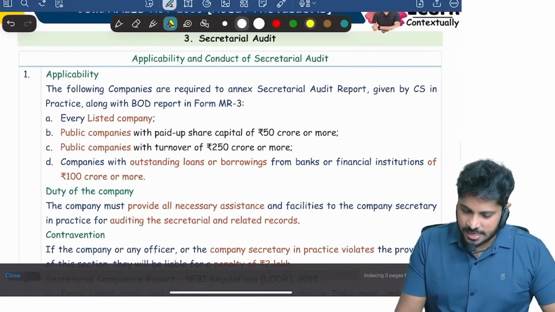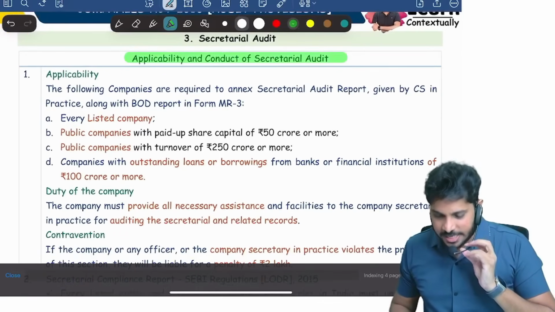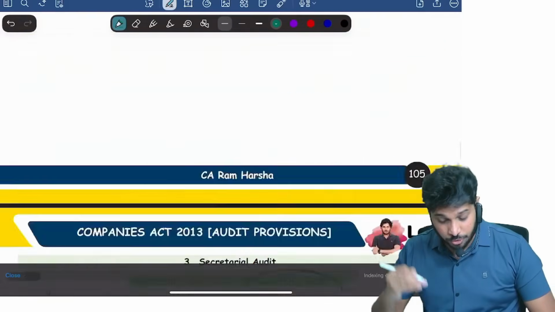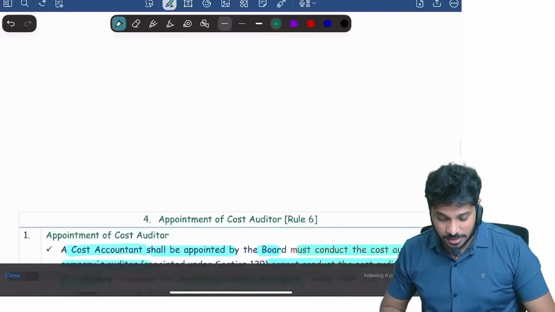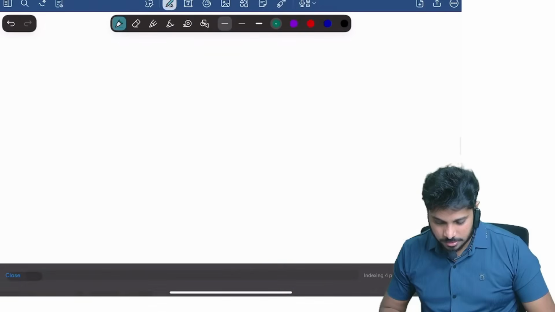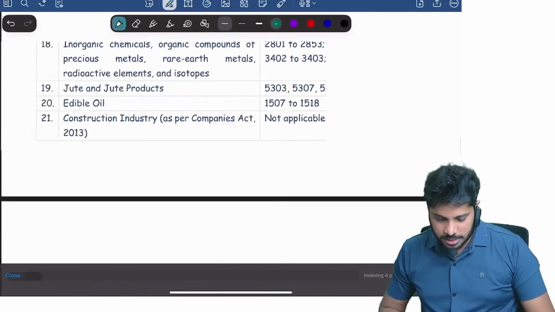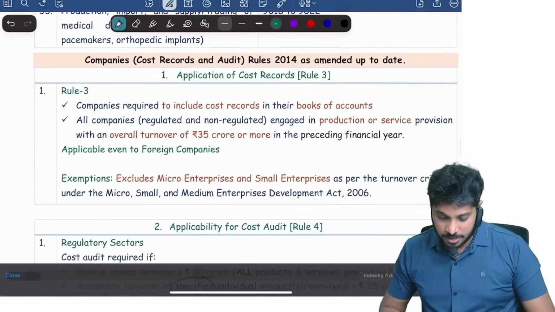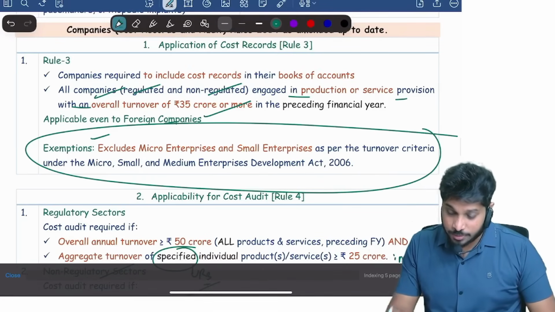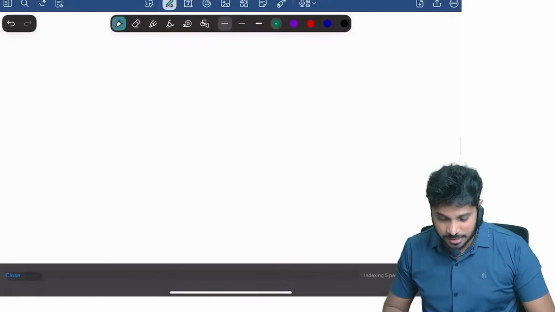Now, secretarial audit. To which companies is secretarial audit applicable? First of all, what is secretarial audit? By the way, before that, let us discuss cost audit objectives once. Here it is, you can see. Cost records applicability, 35 crore or more. All companies regulated, engaged in production or service, yes or no? Applicable to even foreign companies. MSME companies are exempted. Micro and small enterprises are exempted.